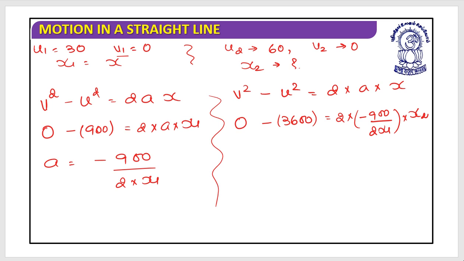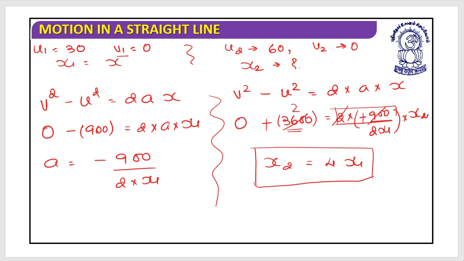Yes, so the minus minus is gone, this is 3600, and if I take it combined, 2 into 900 gives 1800, so this would be 2. So I can write x2 is equal to 4x1. Yes, the stopping distance would be 4 times the initial one in the second case.